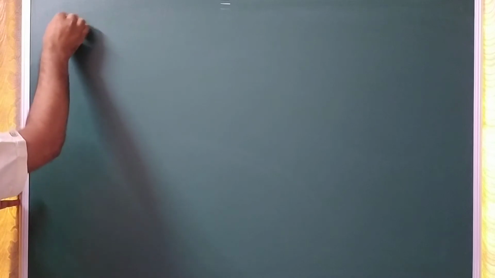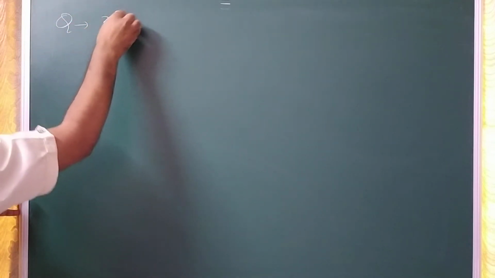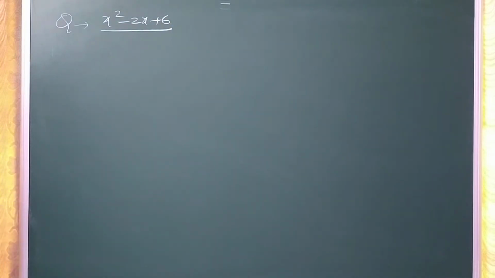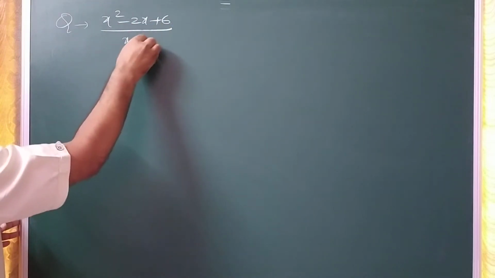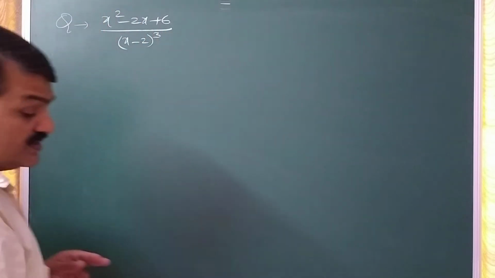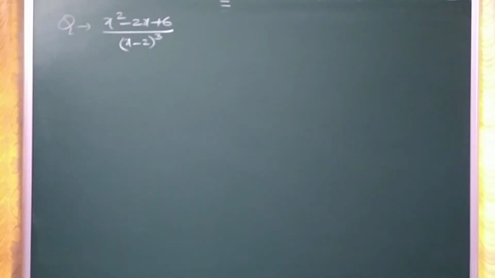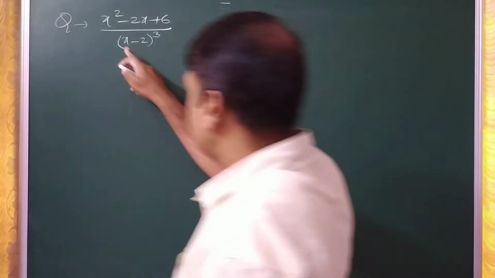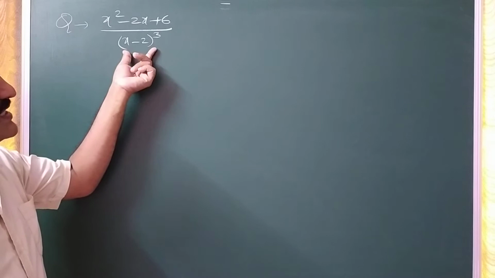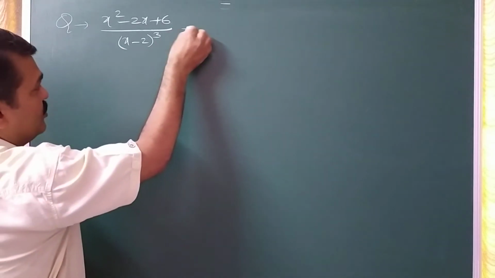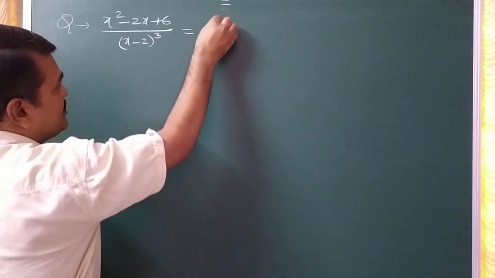The problem is like this: x square minus 2x plus 6 by x minus 2 whole cube. The denominator has x minus 2 whole cube, meaning x minus 2 is repeating 3 times. That means we have to write 3 partial fractions for this. If you go by the normal process, what will you do? You have to write 3 partial fractions.